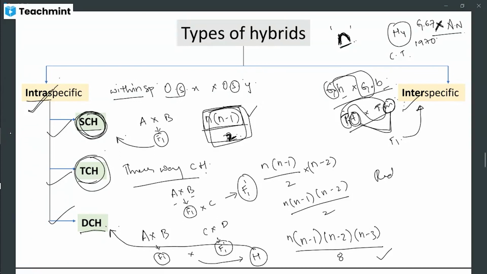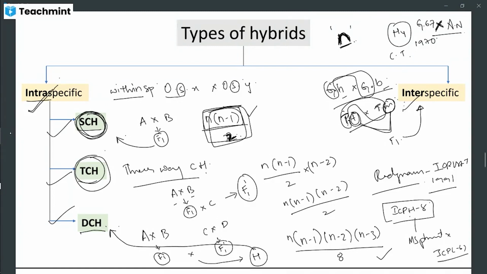And then we also had the red gram hybrid. What was the red gram hybrid name, which was developed at ICAR in 1991? ICPH8. ICPH8. So what was the parentage? MS Prabhat ICPL 61. So this is your parentage of your ICPH8. So this was developed by ICAR, right?